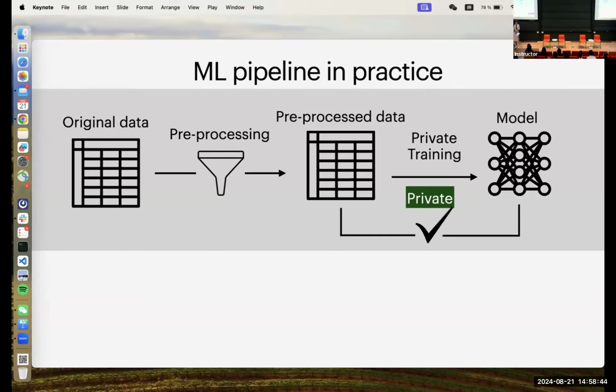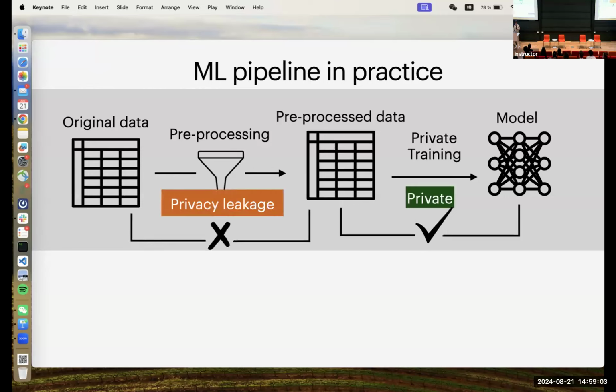But this can be problematic, because the private training DP guarantees only apply to the preprocessed data, and that cannot propagate to the original dataset. The same level of privacy cannot propagate there. The reason, also mentioned in this morning's talk by Matthew, is that some of the preprocessing methods that we use, like deduplication, scaling, or dimension reduction, actually use information from the original data. That introduces some sort of correlation to the preprocessed dataset, and that causes additional privacy leakage.